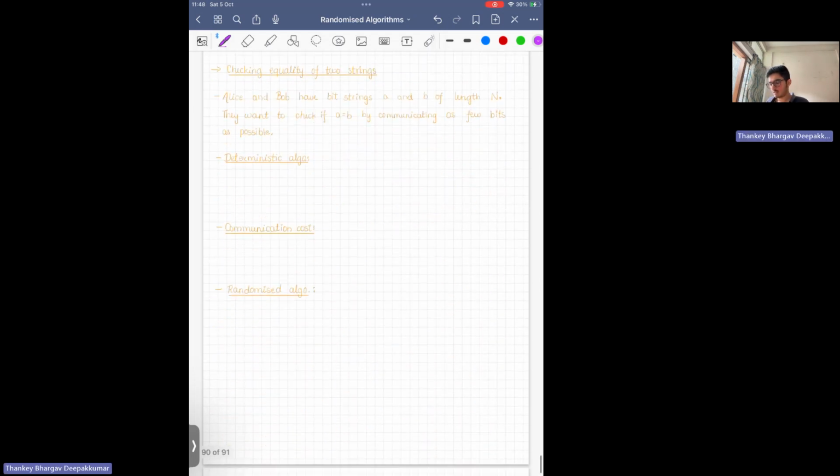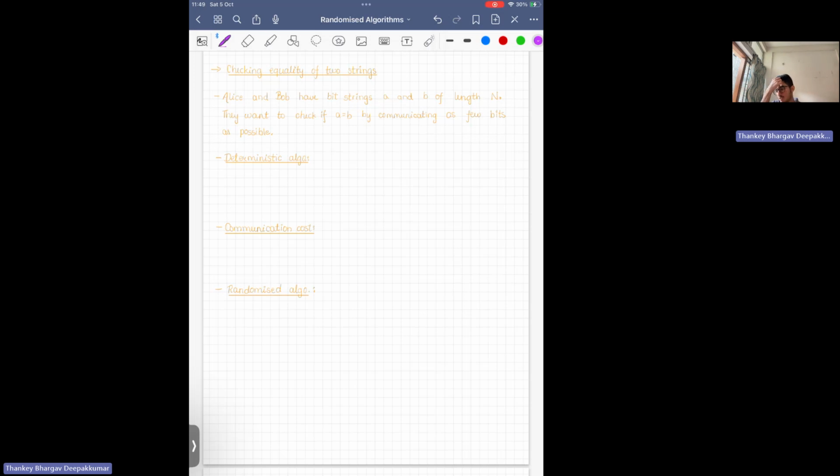Now let's look at another problem. While looking at polynomial identity testing, we saw this problem. You have two parties, Alice and Bob, and both of them have bit strings, A and B, and the length of both of these strings is n. Think of n as a large number, let's say a million or 10 million. They want to check if A and B are the same by communicating as few bits as possible. What we want is a deterministic algorithm and a randomized algorithm, which require as few bits as possible.